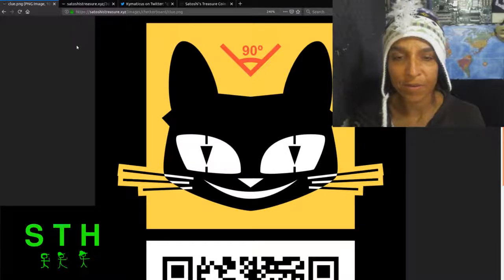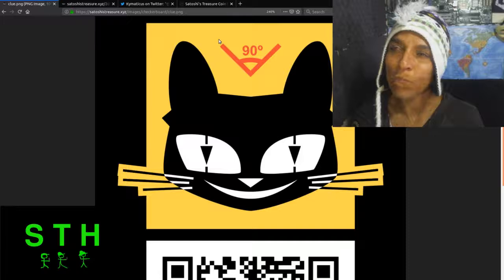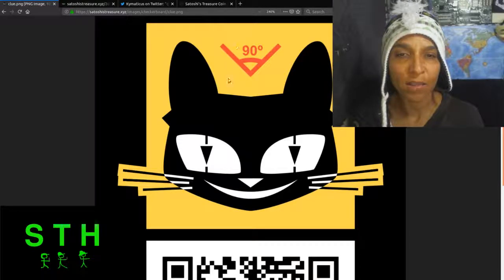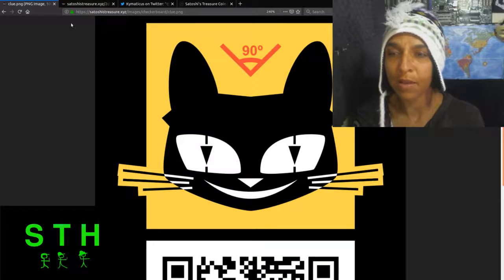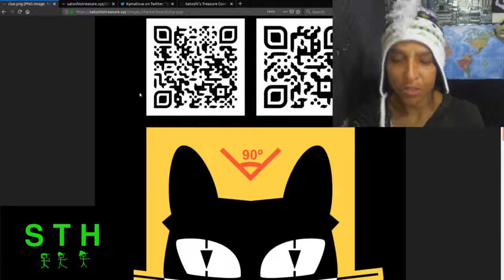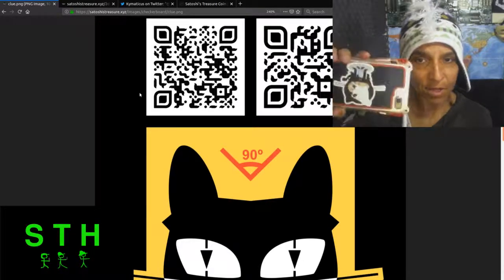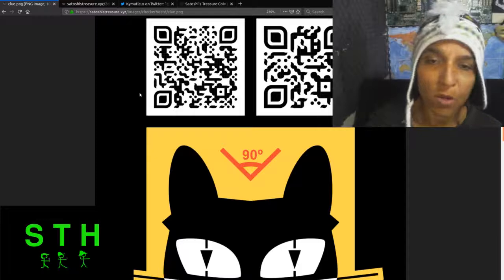Also, they just really love this yellow, this kind of 80s yellow. It reminds me of that Squirt soda can yellow they've got going on here with the Satoshi's Treasure mascot. So tilt your camera 90 degrees and scan the QR code to get the decryptor page.